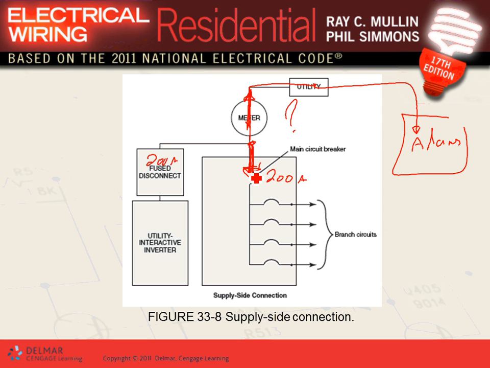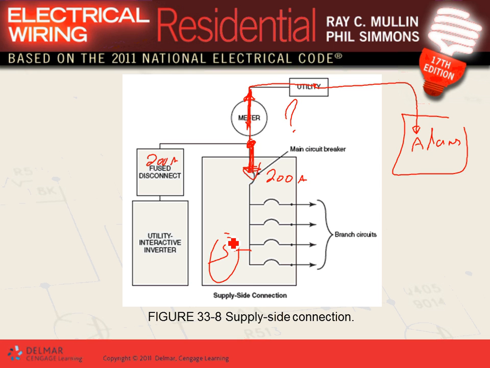If you're pushing it in, your meter is not consuming anything. If you're pushing it out, your meter is going backward, counting backward. Any comments, guys? Any questions? There are two ways of connecting. This is called the line side, or the load side. Remember, the load side was here.